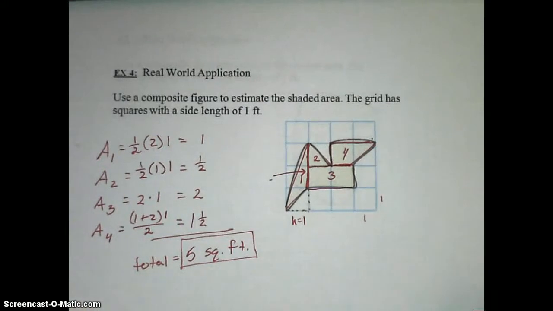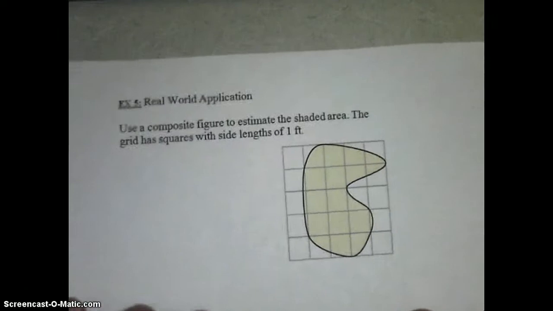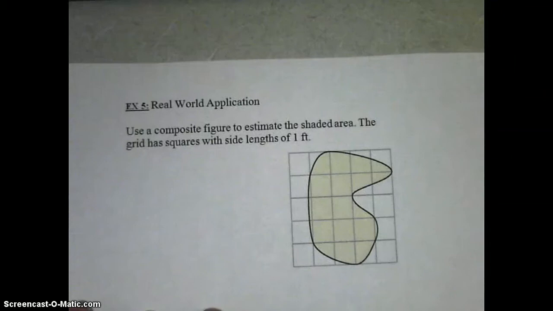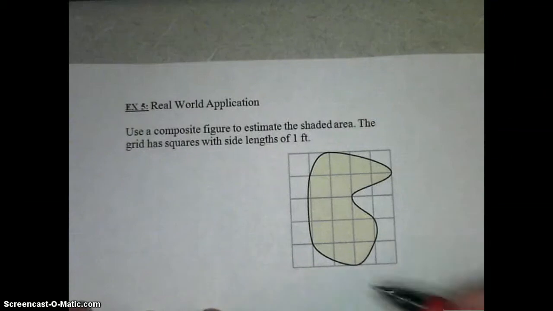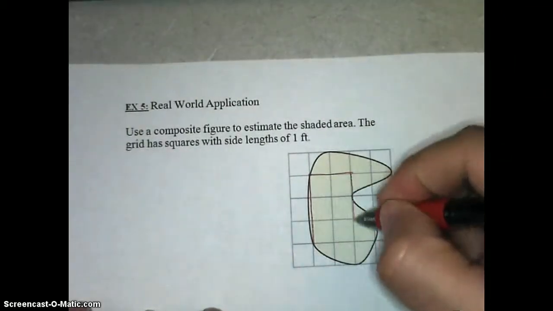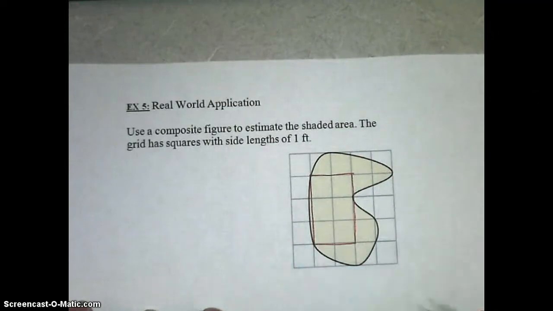All right. Example 5 is very much like example 4. I'm going to help get you started by showing you what possible shapes that you can combine. Anytime you can make a large rectangle, we want to do that. So I can see a large rectangle right in the middle here. This isn't the only way to do the problem. It is just a way that will work.